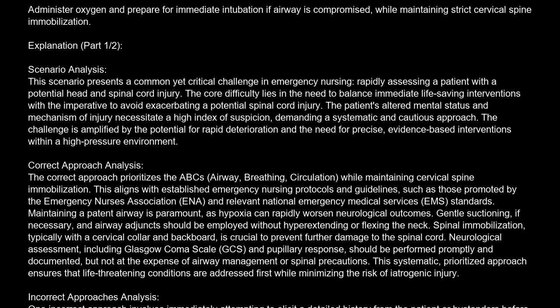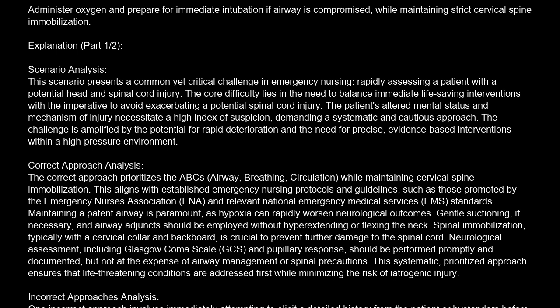Explanation. Scenario analysis. This scenario presents a common yet critical challenge in emergency nursing, rapidly assessing a patient with a potential head and spinal cord injury. The core difficulty lies in the need to balance immediate life-saving interventions with the imperative to avoid exacerbating a potential spinal cord injury. The patient's altered mental status and mechanism of injury necessitate a high index of suspicion, demanding a systematic and cautious approach. The challenge is amplified by the potential for rapid deterioration and the need for precise, evidence-based interventions within a high-pressure environment.